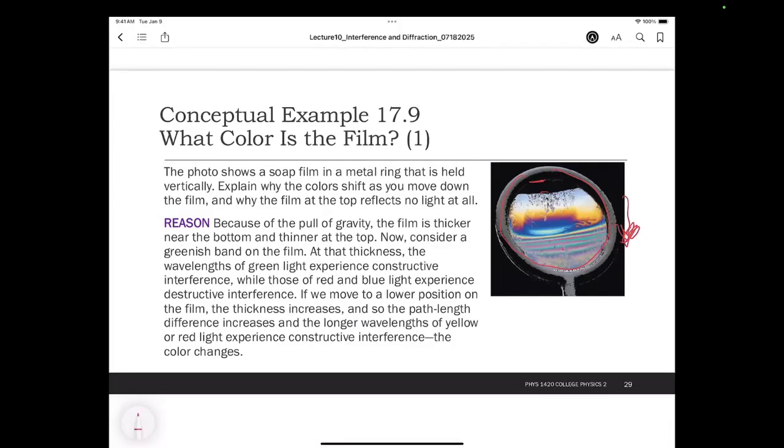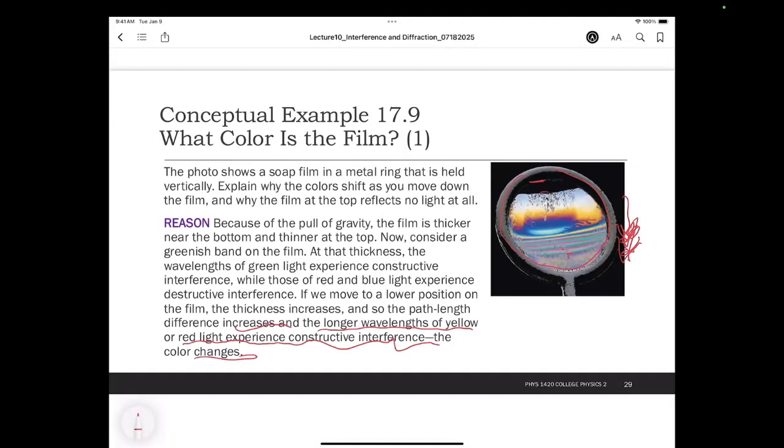That makes sense to you. Now consider a greenish band on the film. At that thickness, the wavelengths of green light experience constructive interference, while those of red and blue light experience destructive interference. If we move to a lower position on the film, the thickness increases, because of gravity. The path length difference increases, and the longer wavelengths of yellow or red light experience constructive interference. The color changes.